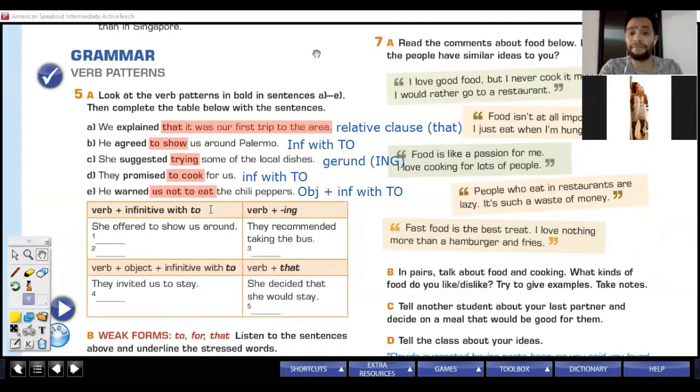When to use infinitive and when to use ing, right? So this is what we're going to learn today, these two patterns or verb patterns. So let's get to it.